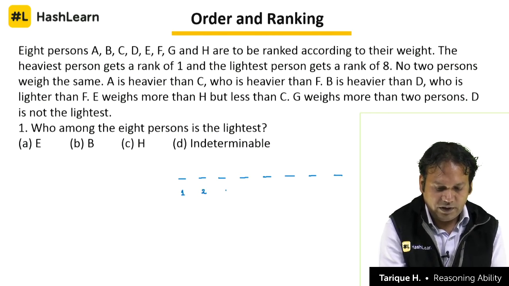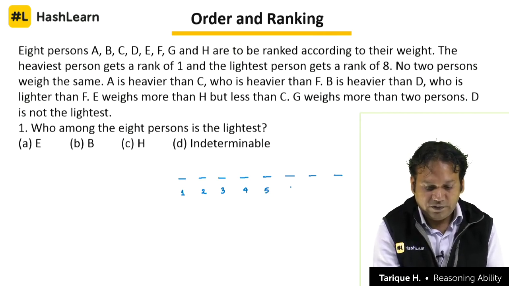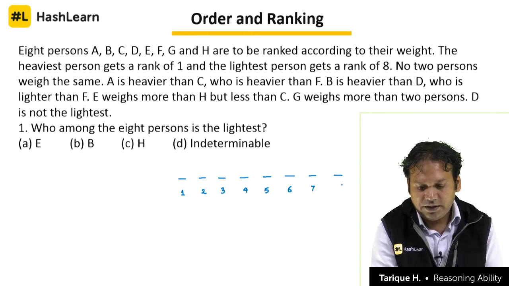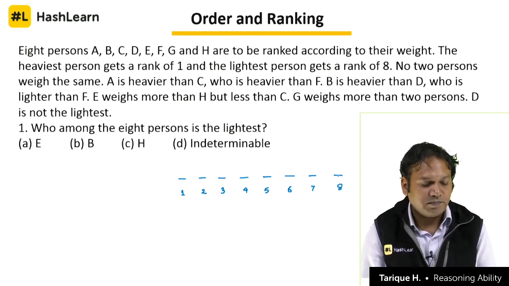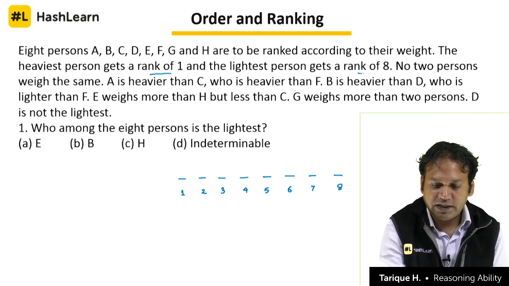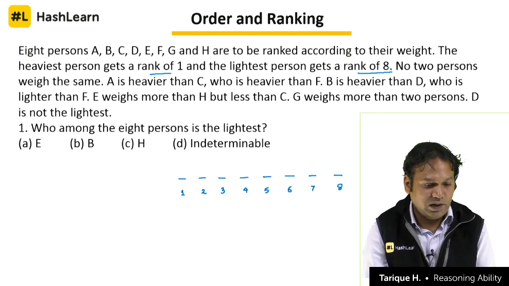Ranked according to their weight. Let us say A is the heaviest person, that is, first rank is the heaviest person, and 8th rank is the lightest person. The heaviest person gets a rank of 1 and the lightest person gets a rank of 8. No two persons weigh the same, that means everyone has distinct weight.